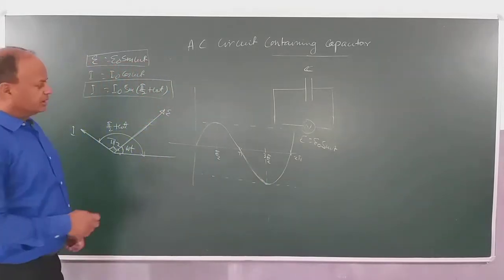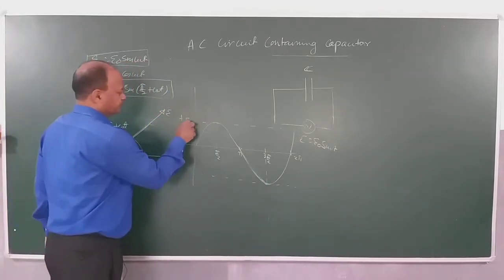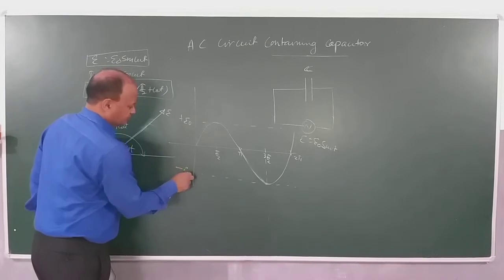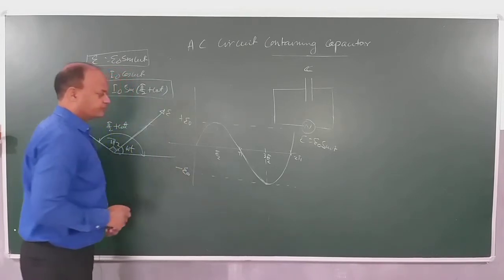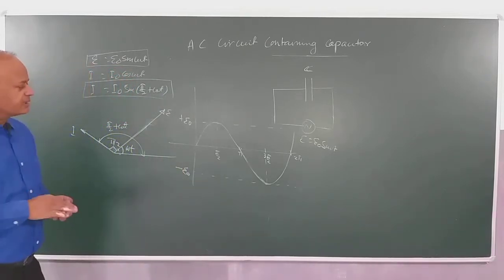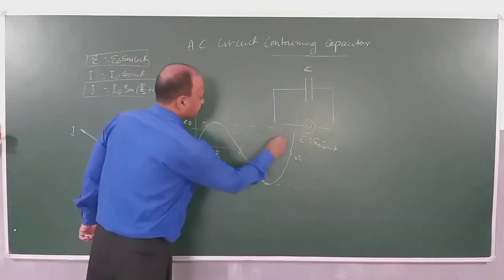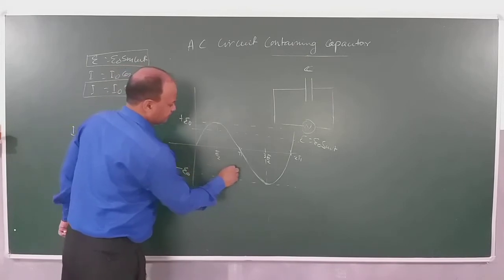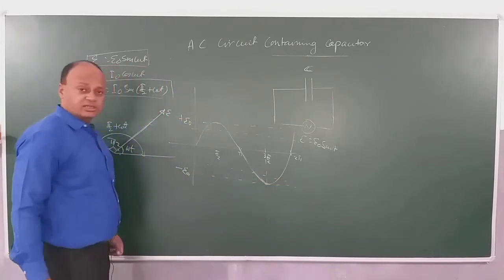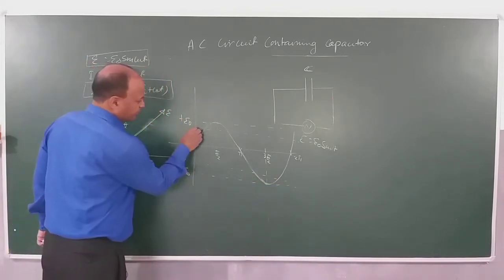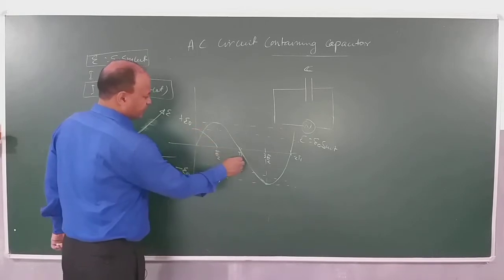Clear? This is plus E naught. This is minus E naught. Current is 90 degrees ahead. This will be I. If you draw this, then this is how the current is a cosine function. You know the graph of cosine function?